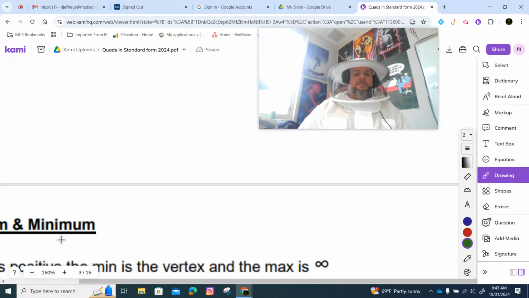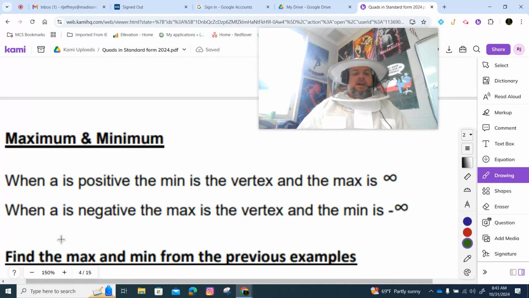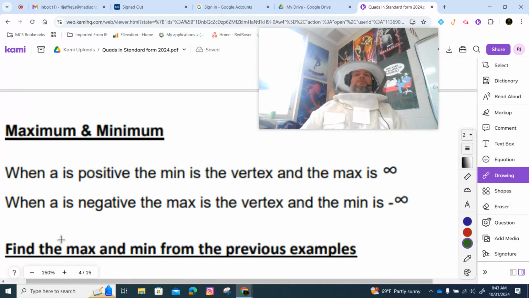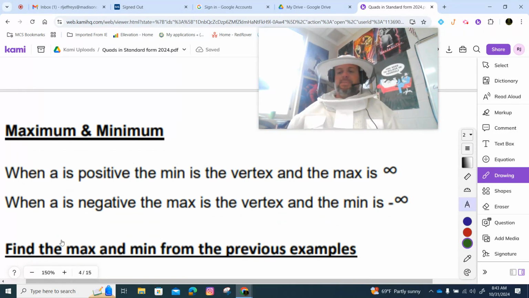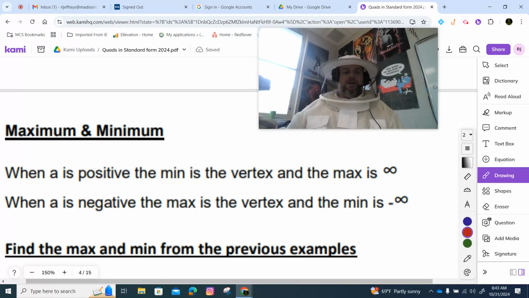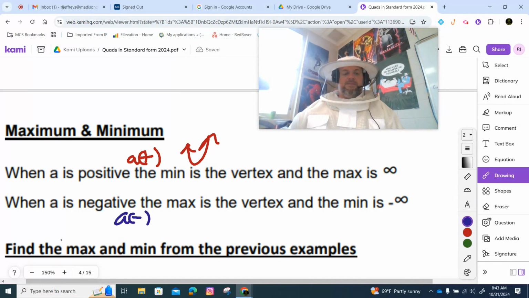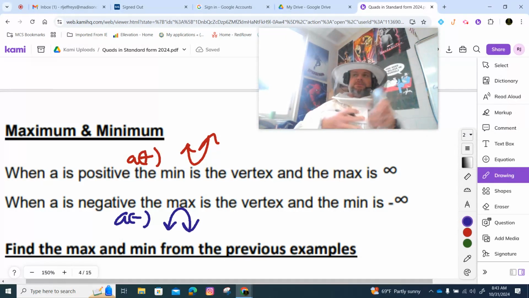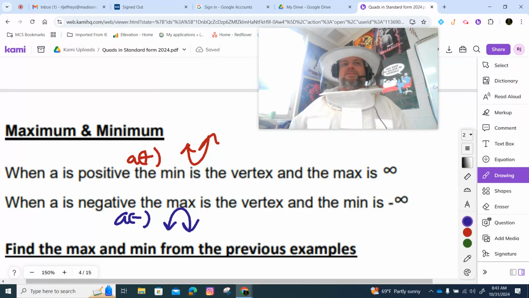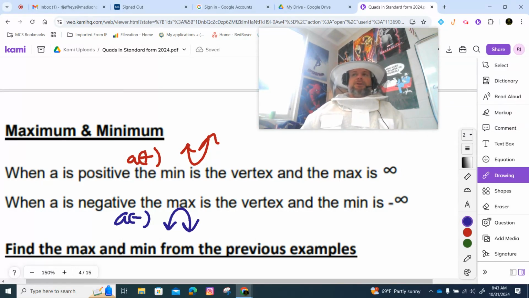So moving on. Oh, our friend, maximum and minimum. Remember, when A is positive, that means it opens up like this. When A is negative, that means it opens down like this. I took y'all to Desmos and showed y'all some graphs the other day. I want you to write it down again.